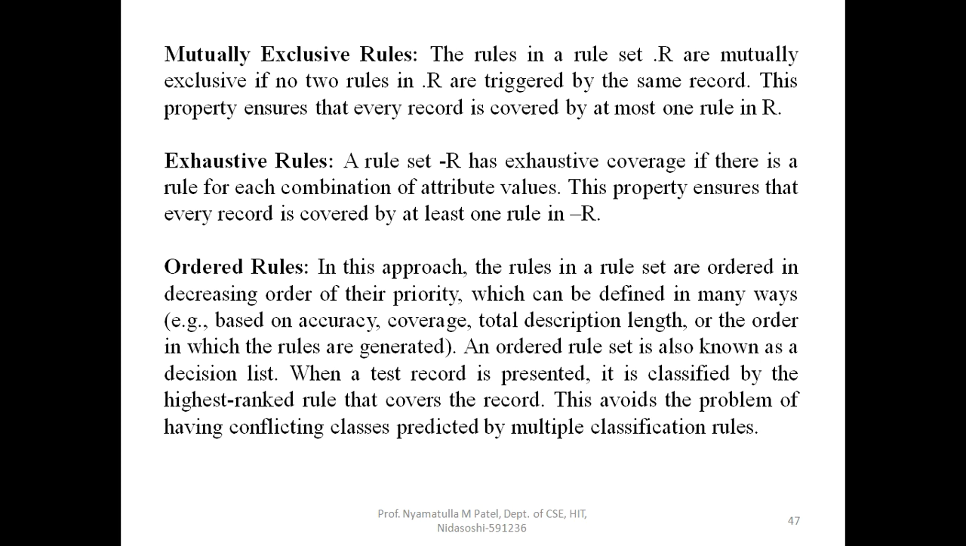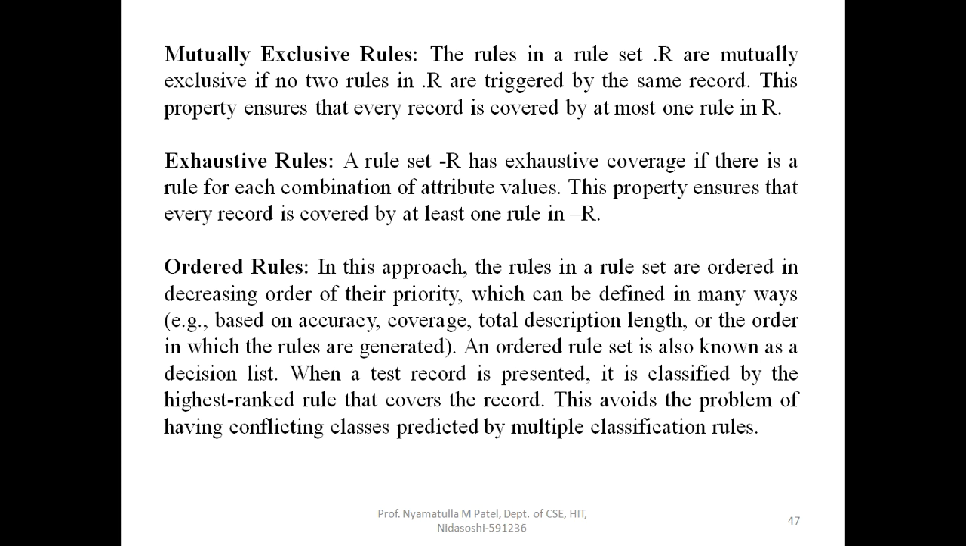Whenever you present a testing record to the ordered rules or the classification model, it is classified by the highest ranked rule that covers the record. So whenever a test record is given as input for classification, first we apply the highest priority rule. Once we apply it, it will trigger for the record. If it is not able to trigger, then we go to the next priority rule and try to apply.